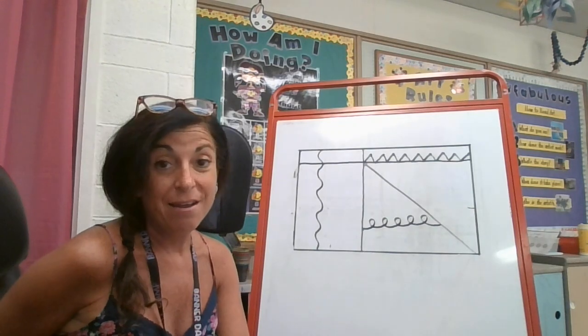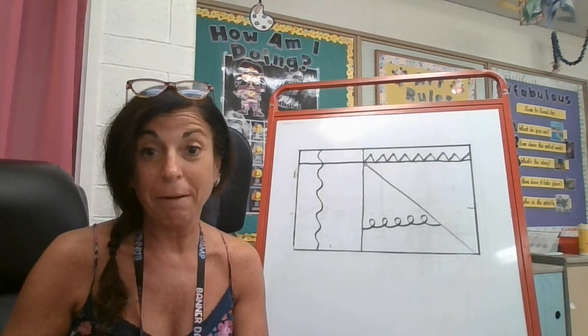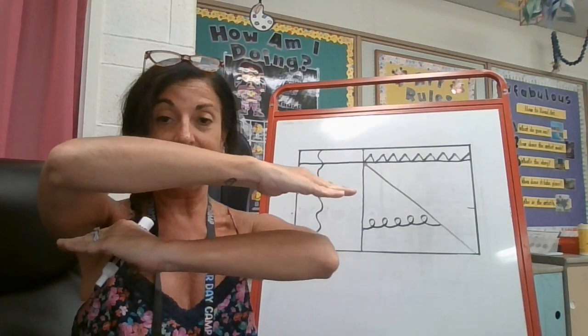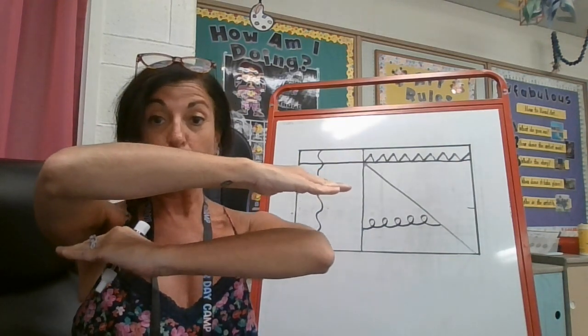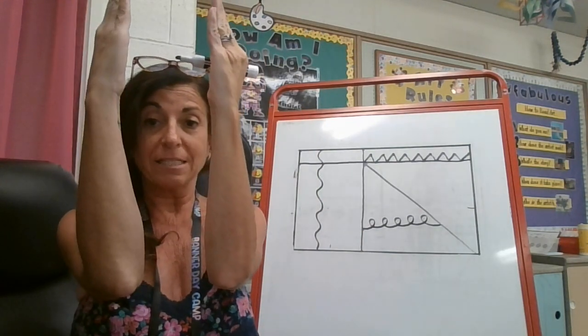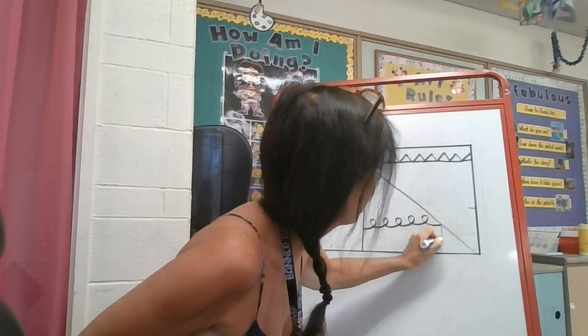I am then going to add 2 parallel lines. Remember, we said parallel lines go exactly the same direction and are kind of near each other. So we're going to go like that. Draw either 2 parallel lines going this way or 2 parallel lines going that way. I am going to put mine right here.